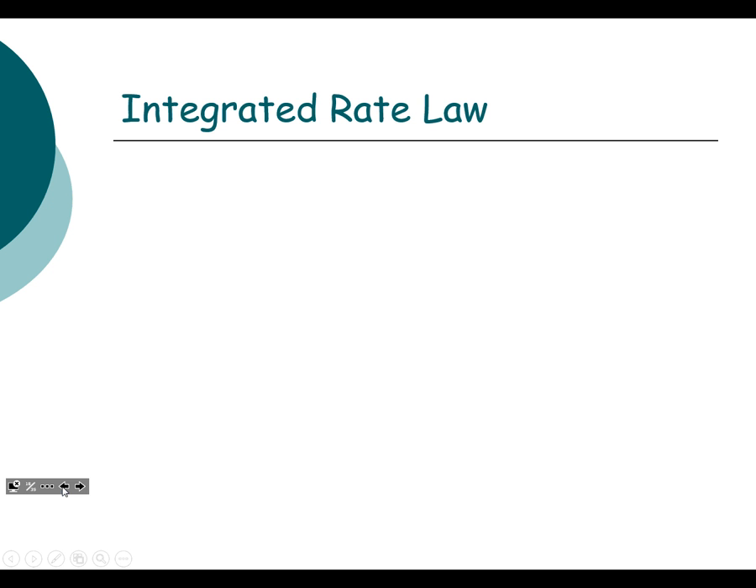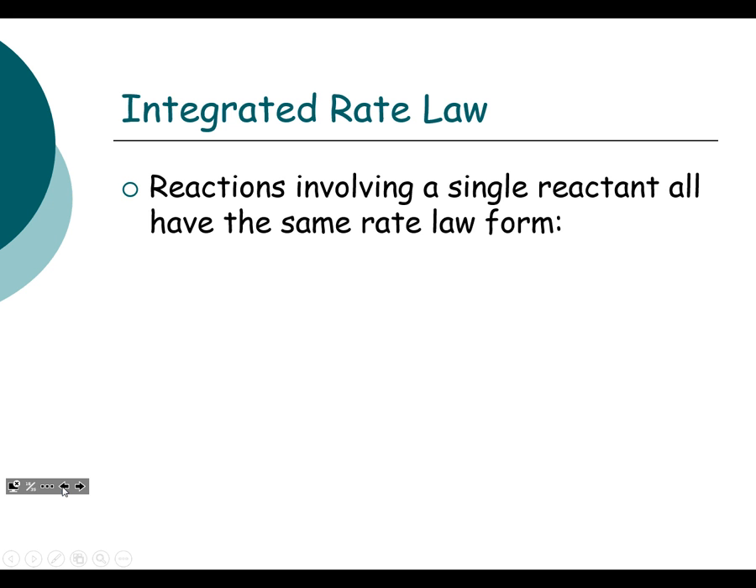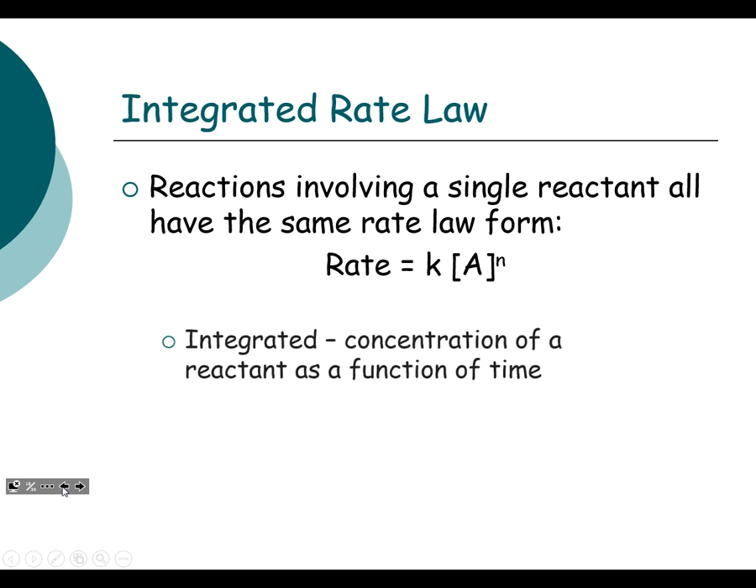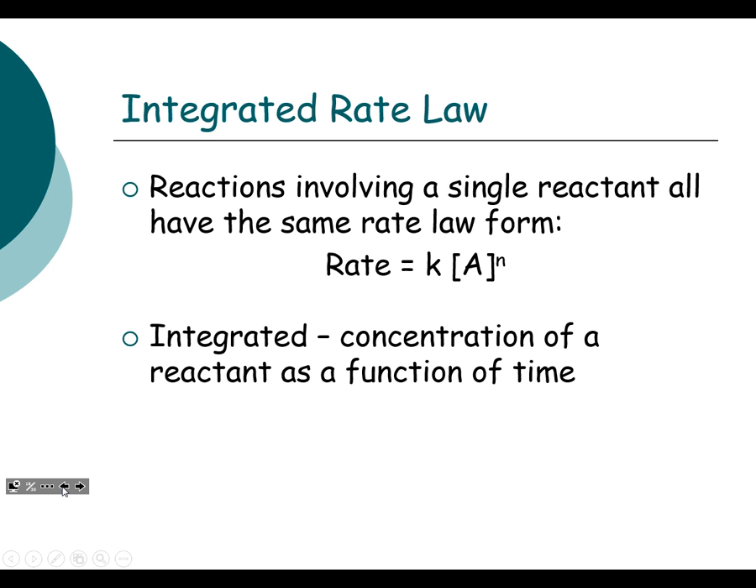And this is always reactions involving a single reactant that have the same rate law, rate equals K times the concentration to whatever order. So every graphical method problem you work is going to look like this. You're just going to have a different order. It's going to either be 0, 1, or 2. But once you get that rate law, the differential rate law, or AKA we just call it rate law.